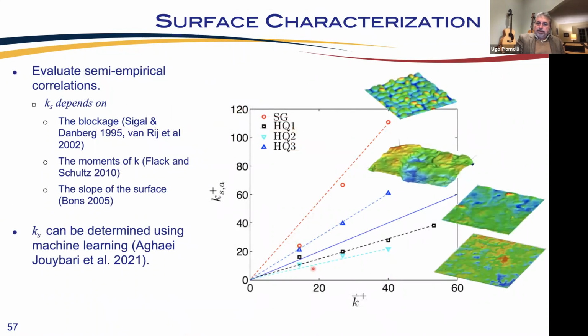And you get something that looks like this. The sand grain is the one that has the steepest slope. So for a given K, you have the largest Ks, which means that it's the one that gives you the most drag. And then the others have decreasing values. You see that this surface here, the one on the bottom right, looks kind of smooth. So even if you scale it up so that it has a certain value of K plus, 40 in this case, it will have less drag than a sand grain with the same average height.